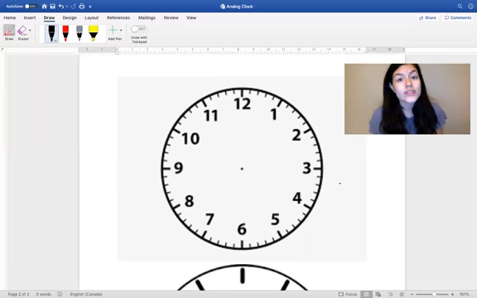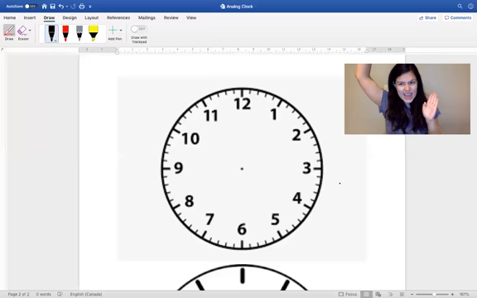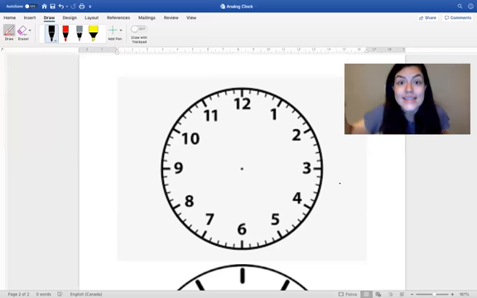A way that I always used to remember that is hour starts with the letter H and minute starts with the letter M. And H comes before M. So I always remember that the H, the hour hand, is the short one, and the M hand is the long hand. H comes first, like it does in the alphabet. So this clock is missing its hour hand and its minute hand.